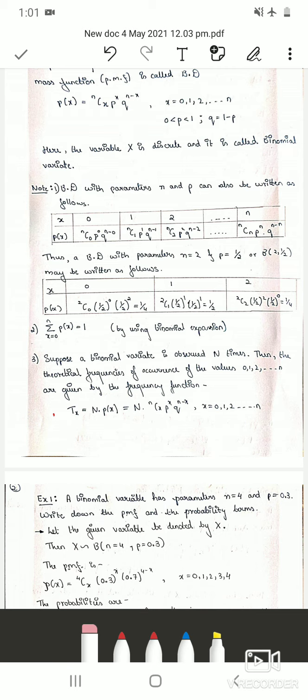This distribution is very easy if you remember this PMF, which is nCx p raised to x into q raised to n minus x. And in the questions, if you understand what p is, what n is, and a few concepts, that is, when at least is given how to calculate, at most, we will see all those in further classes. So if you understand these simple terms, then binomial distribution is very easy. All you have to do is substitute the given values and find out the probabilities. So it is very easy.